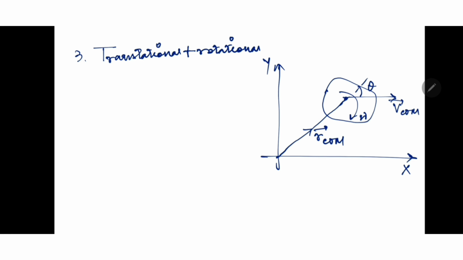Now with respect to the origin, L vector equals r of center of mass cross m v of center of mass, plus I of center of mass into omega vector. This is the angular momentum in case of translational plus rotational motion.